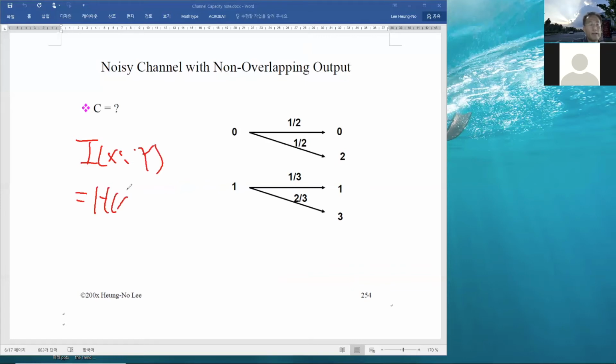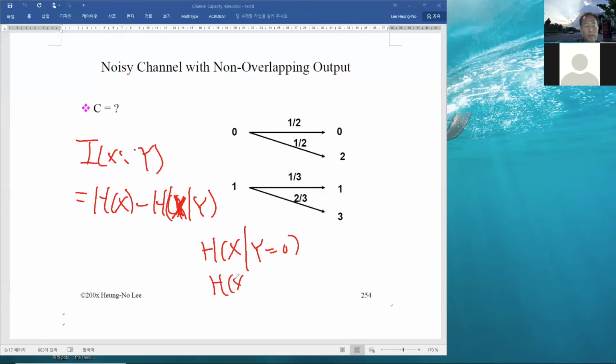Entropy of x minus entropy of x given y, right? Now we can talk about this one, given the output. So for example, y is equal to 0, entropy of x; y is equal to 1, entropy of x; y is equal to 2 and 3 and so on, right? What can you tell about this?